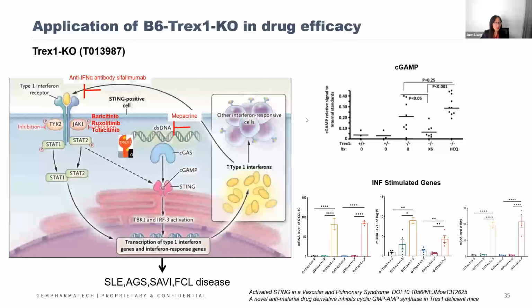So summary here, the TRIX1-KO mice is featured with activation of the type 1 interferon signaling pathway, with activation of the cGAS-STING signaling pathway. So the drugs that target the cGAS-STING signaling or the type 1 interferon could be used in this model to evaluate the drug efficacy.